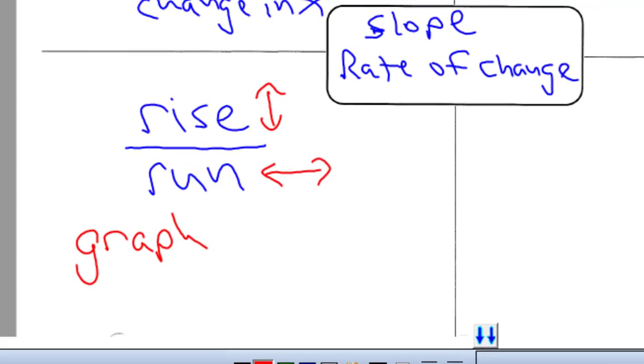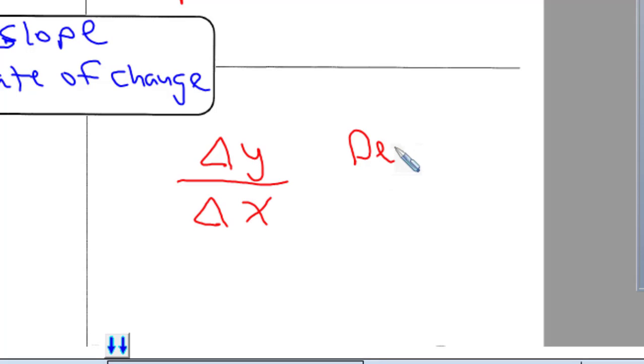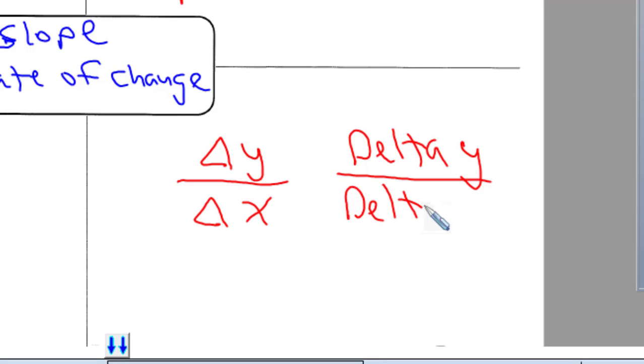And then another definition that you will sometimes use, we won't be using it a lot, is something called delta y over delta x. Which is another way of saying change in y over change in x, right? How much did something change vertically compared to how much did it change horizontally?